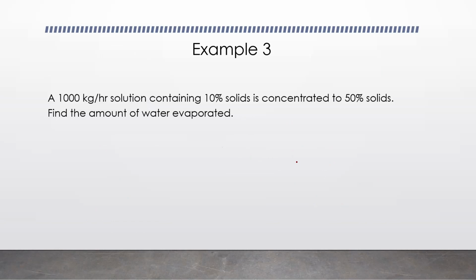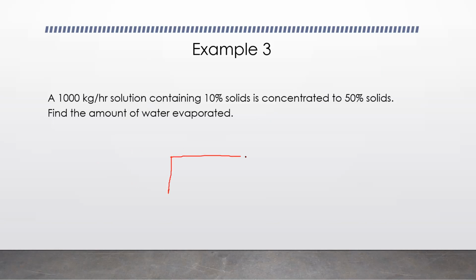Hope that you have managed to solve this problem yourself. If you haven't, then let's go on and solve this problem. So 1000 kg per hour solution containing 10% solids is concentrated to 50% solids. Find the amount of water that has evaporated. So first of all, let's draw a block diagram.